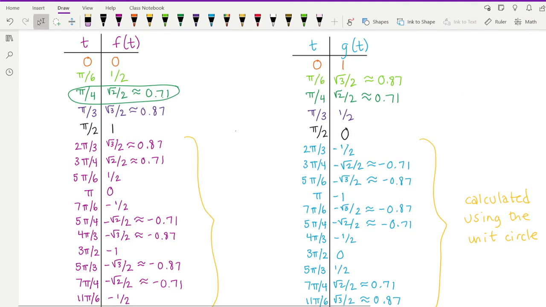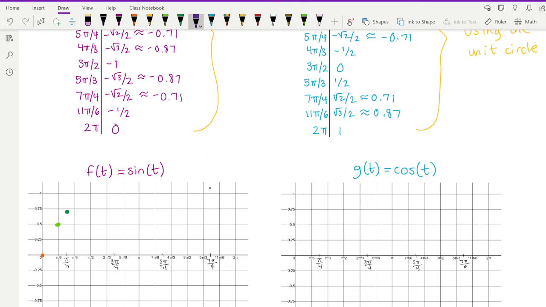Okay, next up we have pi over 3. So pi over 3, we know that when pi over 3 is the input, the output should be about 0.87. So 0.87, let's see, that's going to be somewhere between 0.75 and 1, a little bit closer to 1, maybe somewhere like that, maybe a little lower actually.